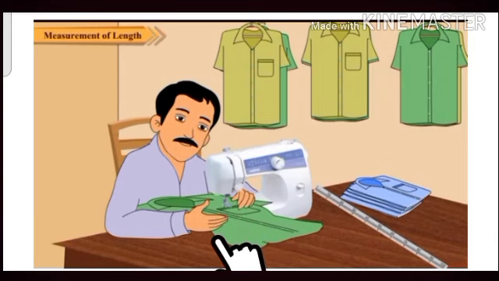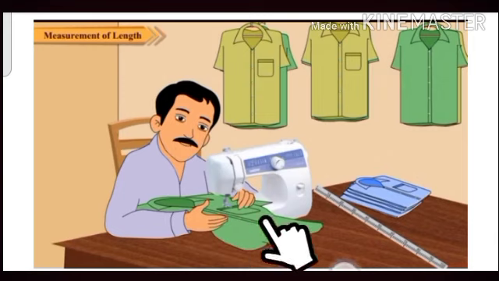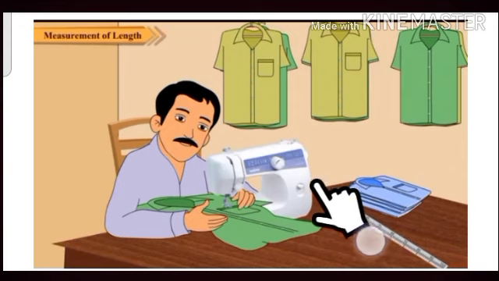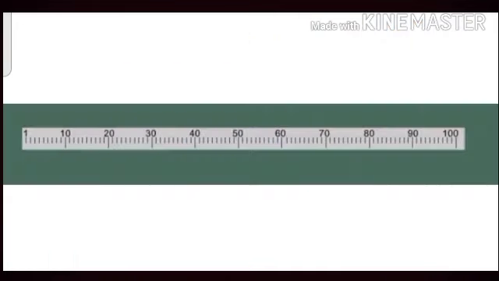Here is a tailor uncle. He has a big meter scale. Look at here. He has a 1 meter rule. Now we are going to learn about this. Yes, this is a meter rule. Look at here. 1, and immediately it comes 10, 20, 30, 40, 50, 60, 70, 80, 90, 100. So I told that this is a 1 meter rule.